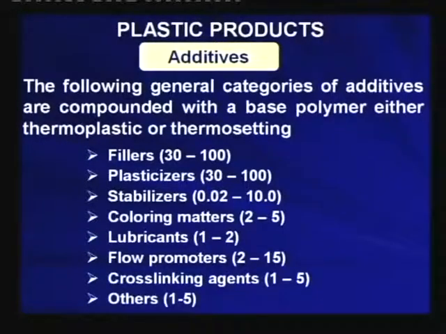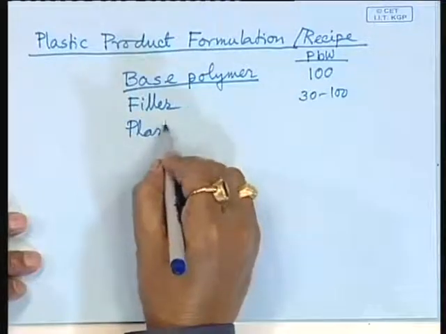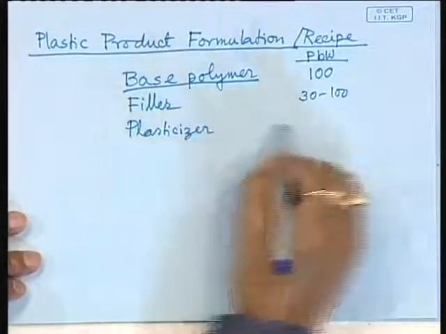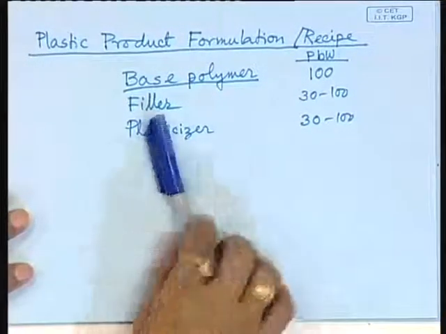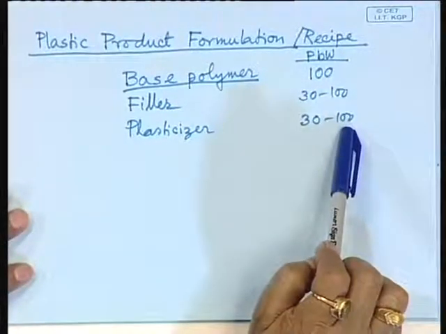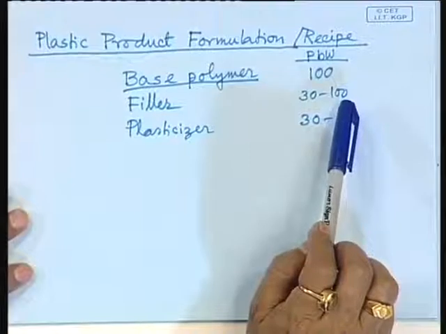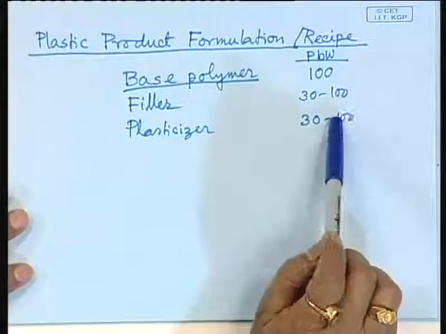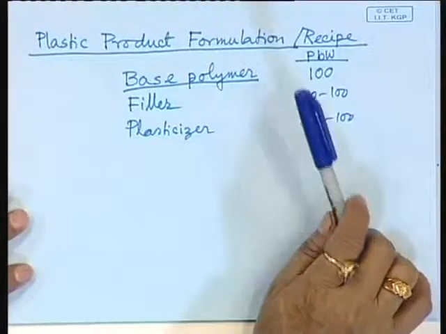Next come plasticizers. Again, here the range is 30 to 100. That means if you take 100 kg polymer, you can use 100 kg plasticizer, or you can use 100 kg filler also, 50-50. Then you have to compromise the performance. What is the function of plasticizer?